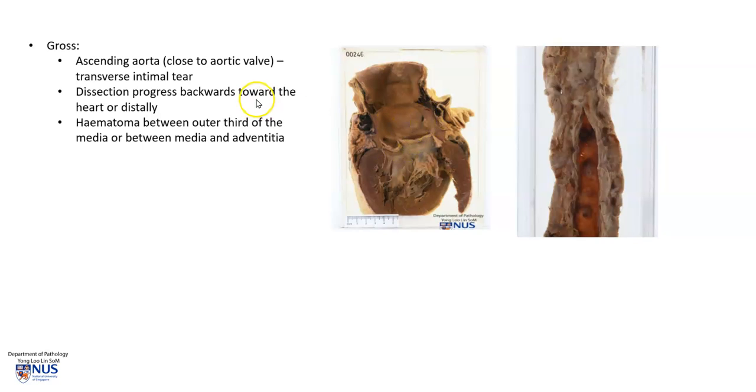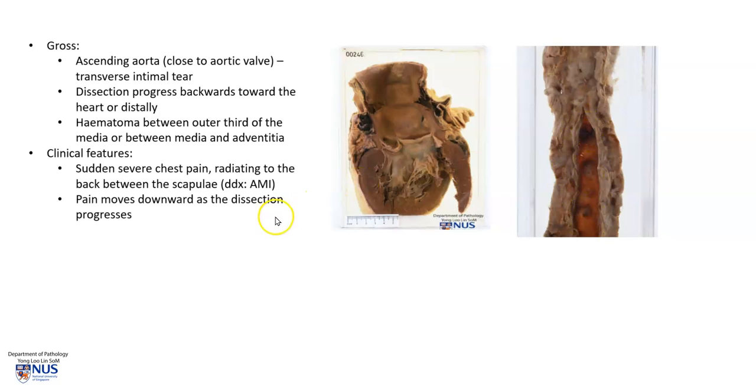And the dissection can either progress backwards toward the heart, or it can progress distally, sometimes all the way down through the arch to the abdominal aorta and even all the way down to the iliac vessels. The hematoma often occurs between the outer third of the media or between the media and adventitia. Here is another example. There has been a longitudinal cut made through the intima, and here is the deeper layer of the wall of the aorta. This is the cavity in which the hematoma was tracking.